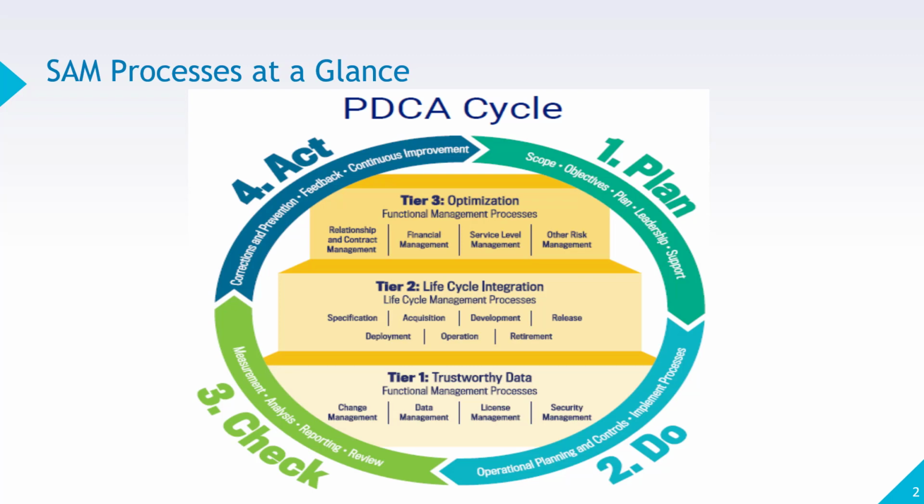In order to comply with ISO 19770, you should comply fully with Tier 1 and fully or partially with the two other tiers. Thus, having integrated, trustworthy data is an essential step in implementing a proactive SAM program from the ISO point of view.